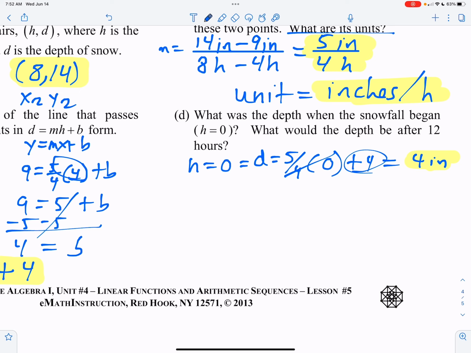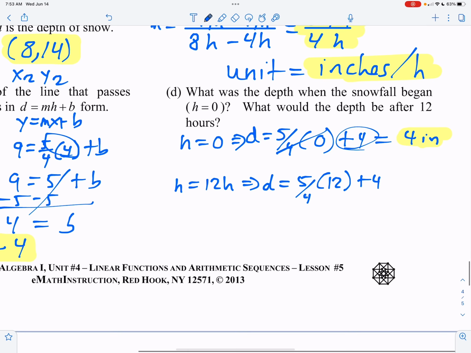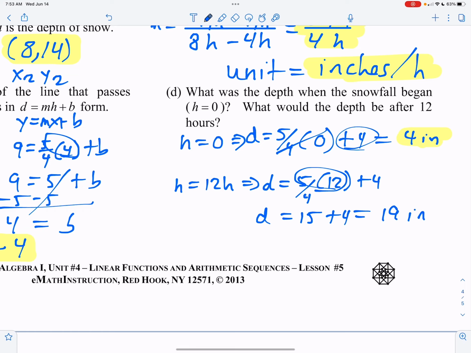Okay, but after h equals 12 hours, d equals 5/4 times 12 plus 4. Okay, so we have 60. 5 times 12 is 60. Divided by 4 is 15. So we have 15 plus 4 equals the depth. That would be 19 inches.